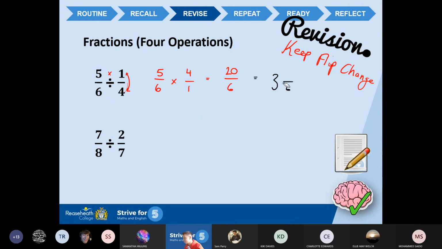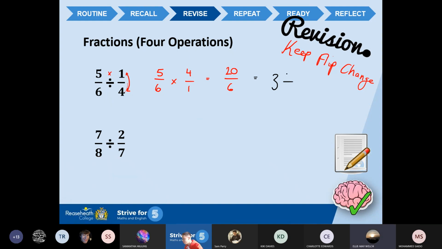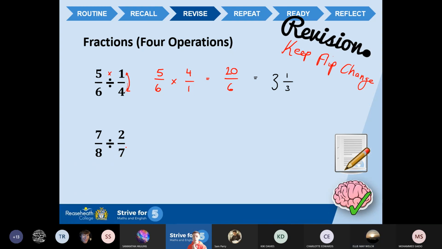Right. 1/3. Excellent. So I'm just going to change that to 1/3. Extra simplified, extra life. There we go. Guys, good stuff. I'm impressed. You guys are pretty good, aren't you, in the chat? I like it.